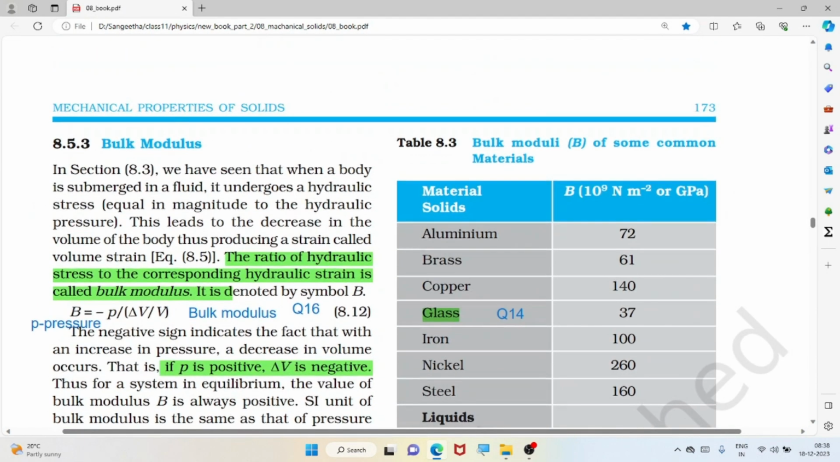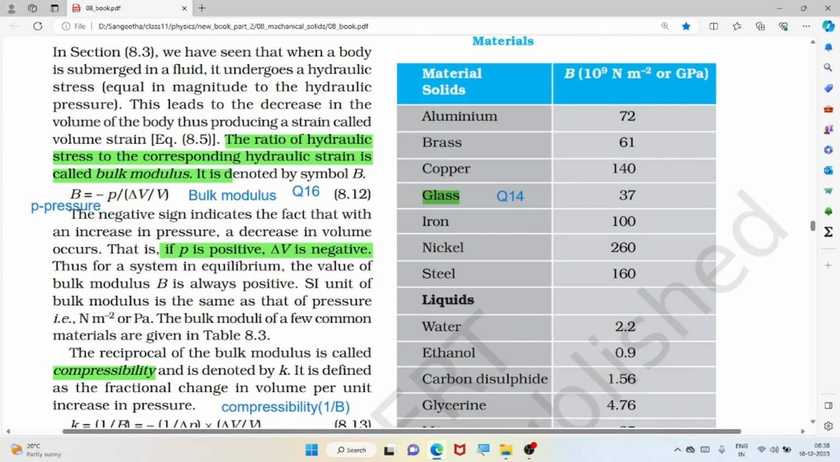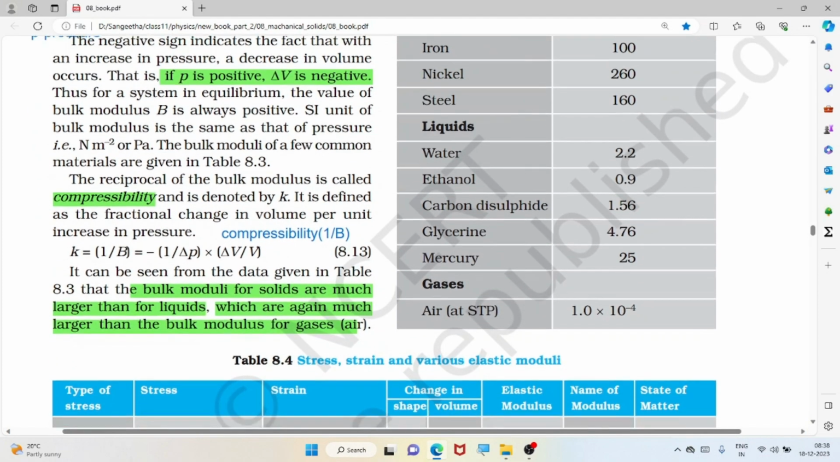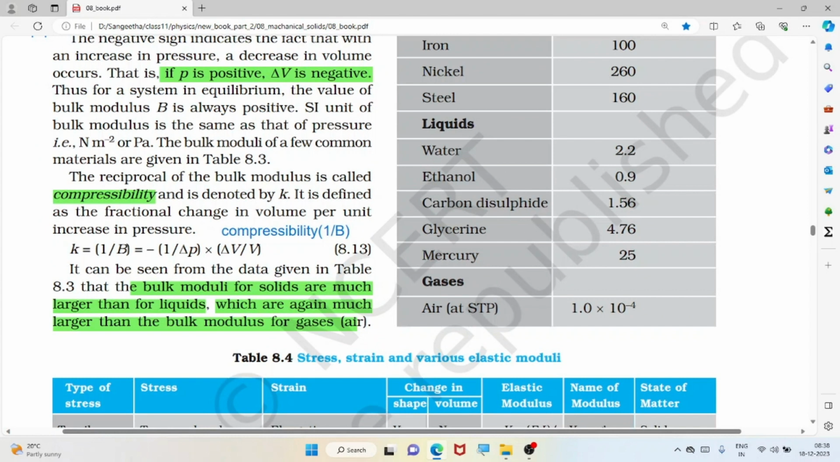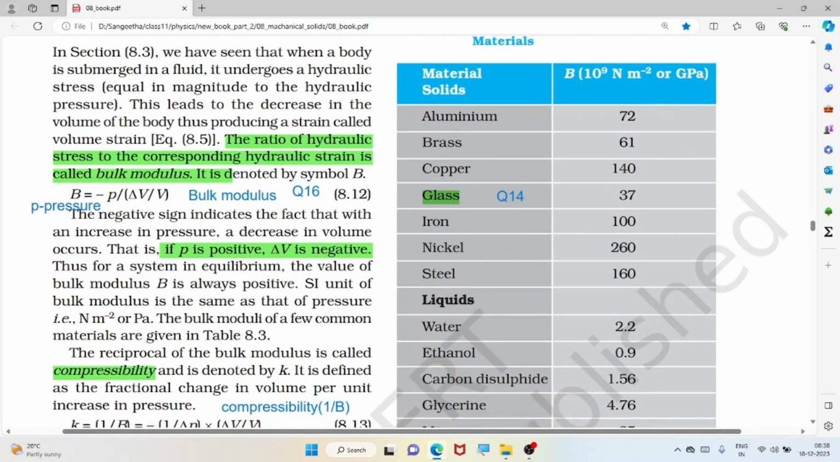Bulk modulus is the ratio of the hydraulic stress to the corresponding hydraulic strain, that is the volumetric strain. Bulk modulus B equals pressure into change in volume, where P is the pressure and B is the bulk modulus. Compressibility is the inverse of the bulk modulus. 1 by B is the compressibility, that is K. This is the bulk modulus of some materials, for example glass, 37.